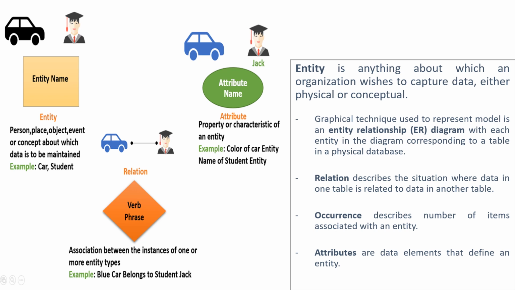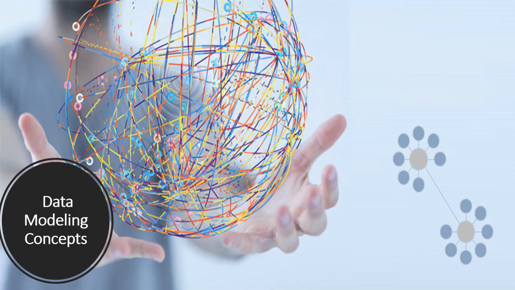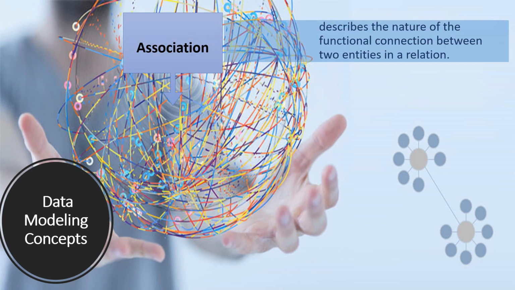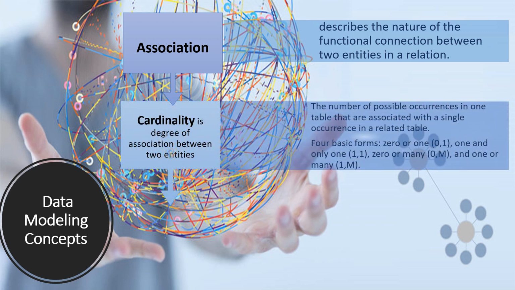But when we talk about RA, it is a more deep discussion and more advanced, specifically for the accounting recording of the data. In database modeling, we should understand three concepts. First, the association, describing the nature of the functional connection between two entities in a relation. And then the cardinalities. Cardinality is a degree of association between two entities.